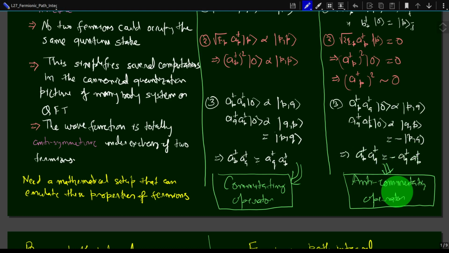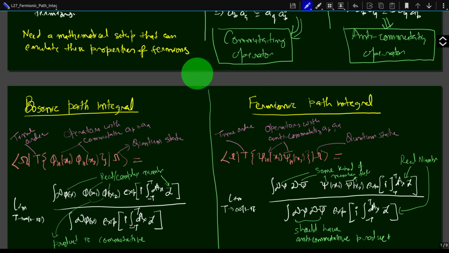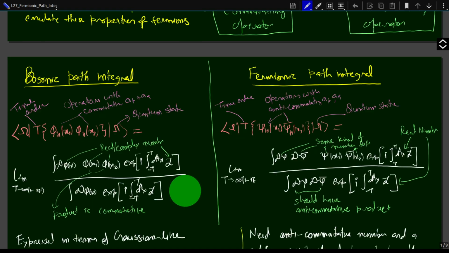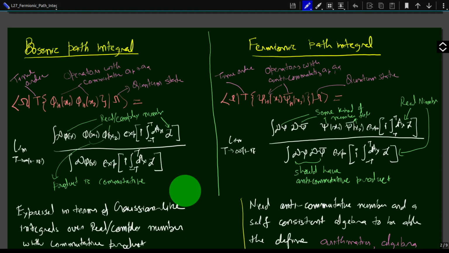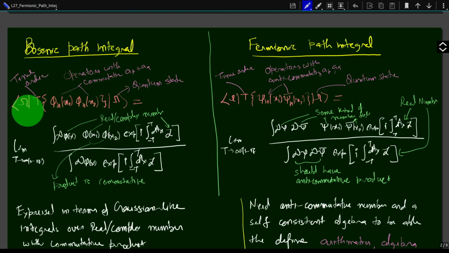So we have anti-commuting operators for the fermions, and we have commuting operators for the bosons. When I take the boson to the corresponding path integrals, I'll describe in slide 2 how it actually works and what changes we need to make to write a similar thing for the fermions. So for bosonic path integrals, we have the vacuum expectation value of the time ordered product of phi_H(x1) phi_H(x2) given as the path integral of phi(x1) phi(x2) times the exponential of the action, divided by the path integral of the exponential of the action.